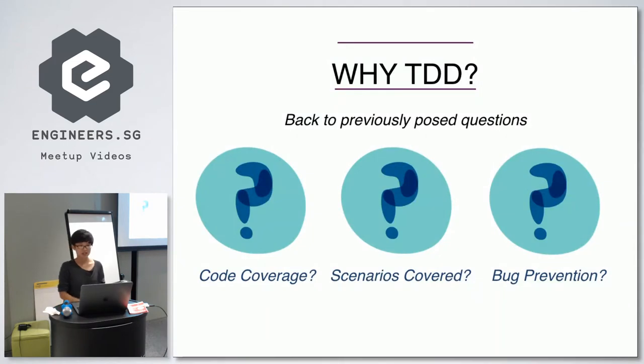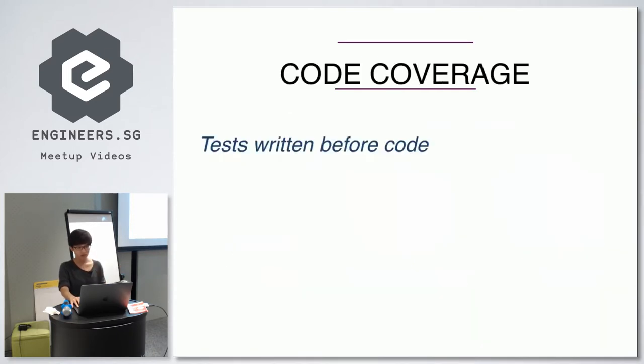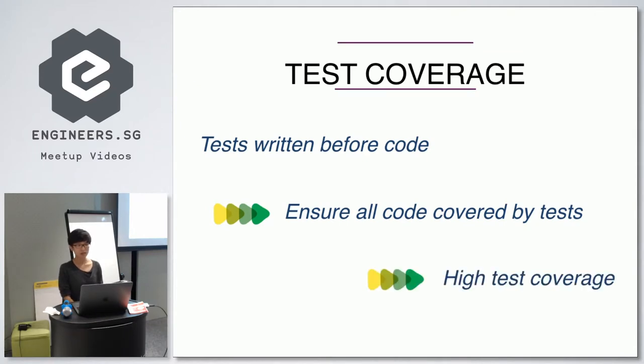And why should we do it? Back to the questions we posed just now: code coverage, scenarios and cases covered, and bug prevention. Let's look at the first question first, the code coverage. Before the implementation, you have the test cases. This ensures all the code is covered by your tests. For example, you don't have any code written for your functionality yet, and you write test cases for the code. Then you implement, and you will know exactly that this piece of implementation is making the test pass. So this ensures all the written code is tested even before it's written. Usually TDD, without consciously checking the test coverage, has very high test coverage.